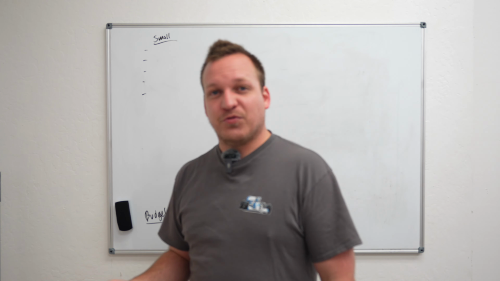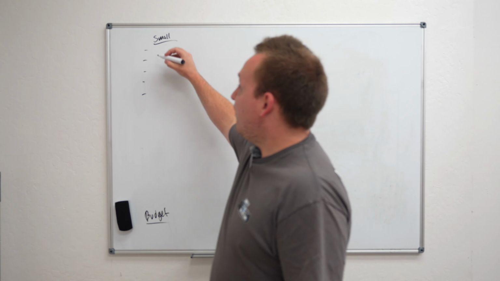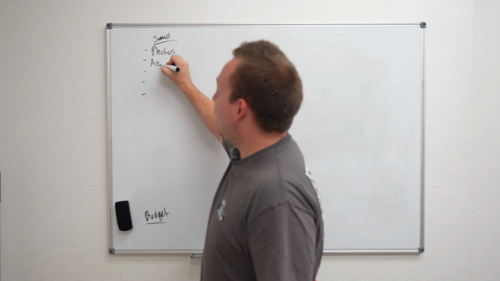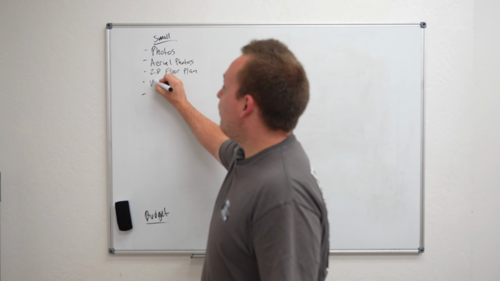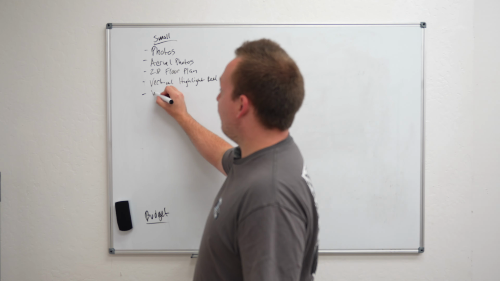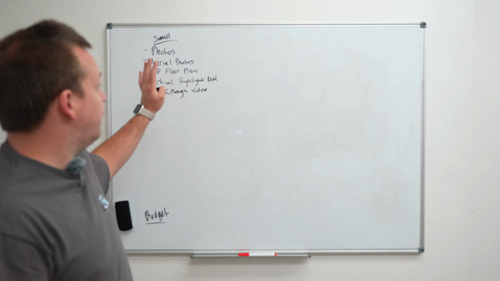You don't want to have like a virtual tour. You don't want to have a property video. But at the very base, you want to have photos. I'd say aerial photos, a 2D floor plan. You can do a vertical highlight reel, and maybe something like a vertical social media walkthrough video. So this is our first bundle.